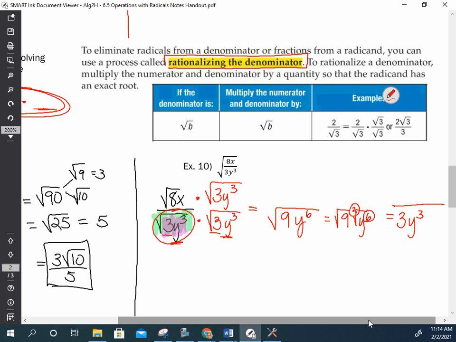So now let's go knock out the top. 8 times 3 is 24. X is x. Y to the third, y to the third. You still have to simplify it. So that gives you the square root of 24, the square root of x, and the square root of y to the third.